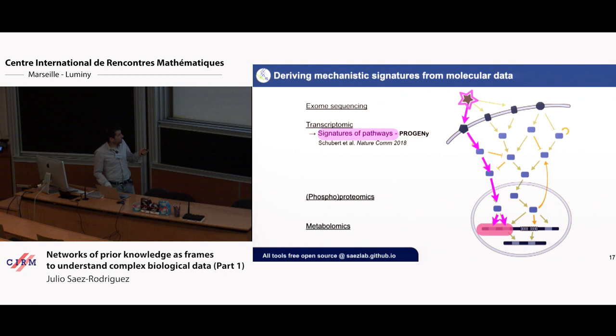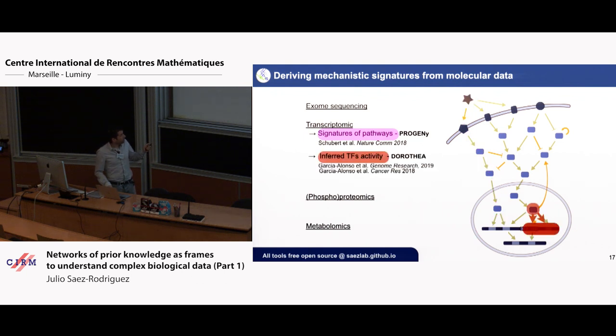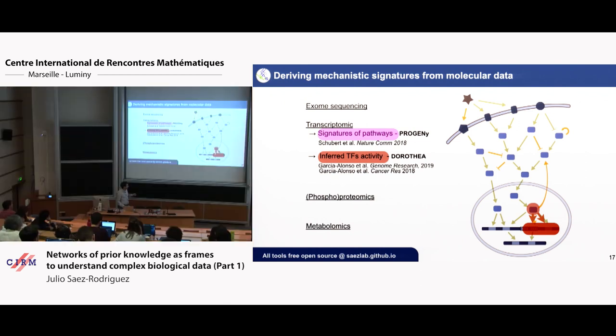And a similar idea can be applied to estimate the activity of transcription factors. And we develop a resource called Dorothea for doing this, where what you do is that instead of looking at the expression of transcription factor, you look at the expression of the target genes. And you see if these genes go up or down, this means that the activity of transcription factor is going up or down. But if you look at the expression of the transcription factor itself, it may not change or it may change in a different direction.